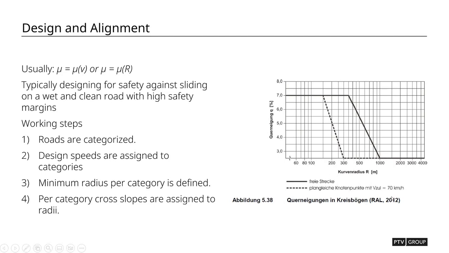And here you see two of these super elevation depending on radius functions for one category of roads. RAL means that it's for the rural roads, Landstraßen L, and that's for the free link, and the dashed line is inside the nodes. When you have curves inside the nodes, there typically a speed limit of 70 kilometers per hour applies, and therefore you can go to smaller radiuses.